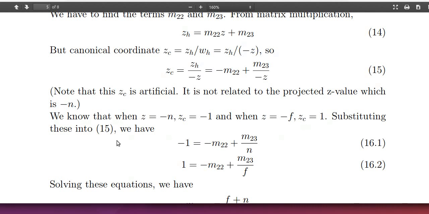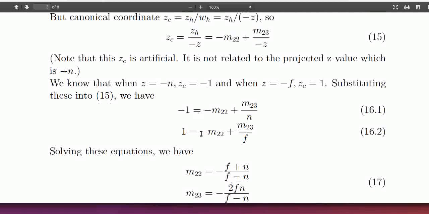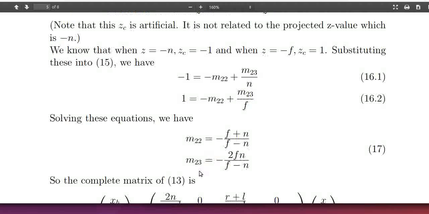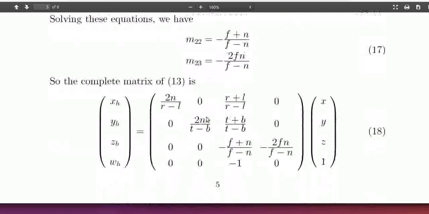Substituting this into equation 15 here, we get these two equations. Again, we can easily solve them. We can subtract this by this, so we get these solutions. M23 equals minus 2fn over f minus n, and then substituting it back, we get M22 equals negative f plus n over f minus n. So the complete matrix of equation 13 becomes this. So we put these terms here.